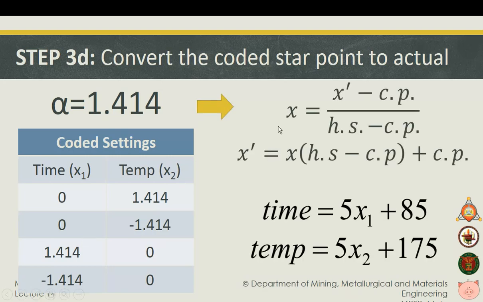To convert it, we use the formula again. So x here is our coded setting, x prime is our natural setting, CP is the center point setting, while HS here is the high point setting. Okay, if we rearrange this formula, we should be able to get x prime is equal to x multiplied by HS minus CP, plus CP.